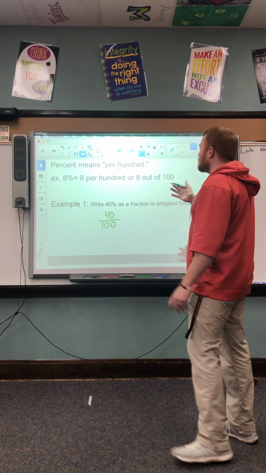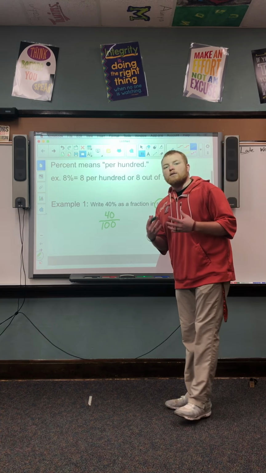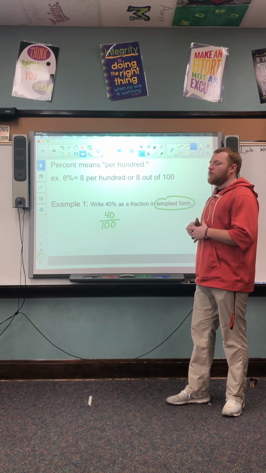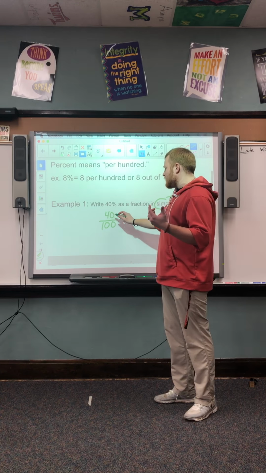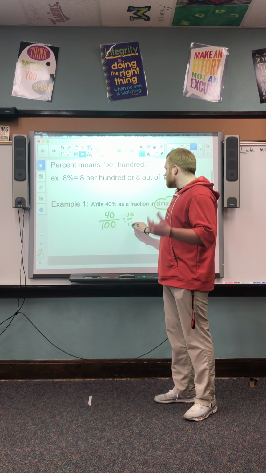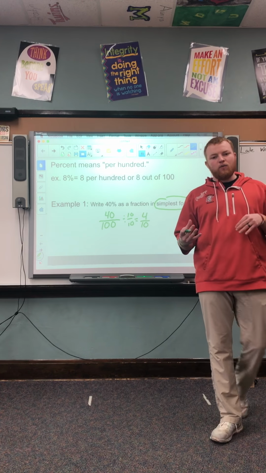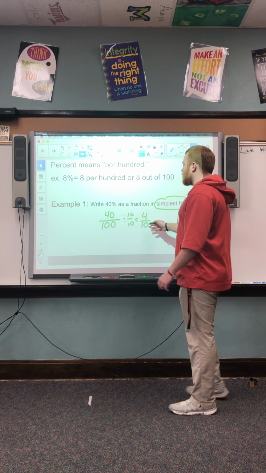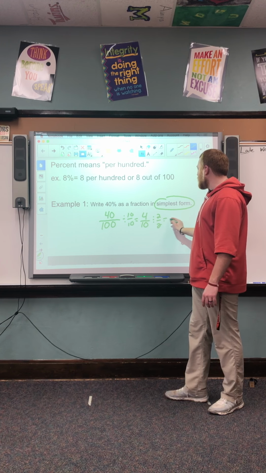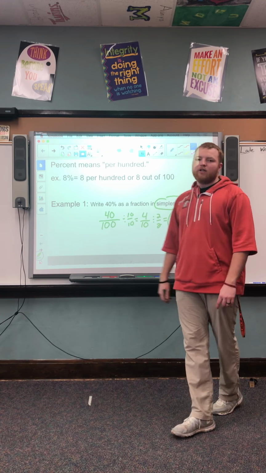Now, remember, it says in simplest form, so you have to reduce. Ask yourself, which number is a factor of both 40 and 100? Let's say 10, because they both end in a 0. So divide each by 10, and you get 4 over 10. Can we still reduce that? Yes, since they're both even, 2 can go into both of them. So divide each one by 2, and our answer should be 2/5. That's the fraction.